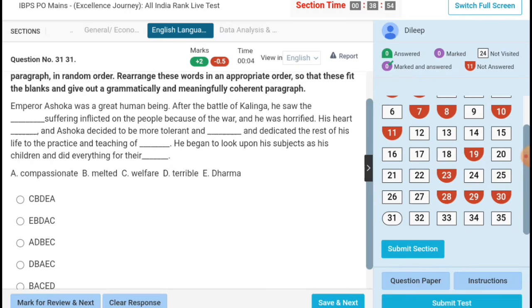Emperor Ashoka was a great human being. After the Battle of Kalinga, he saw the death and suffering inflicted. He was horrified, his heart melted. So the second one is B. Ashoka decided to be more tolerant and compassionate.